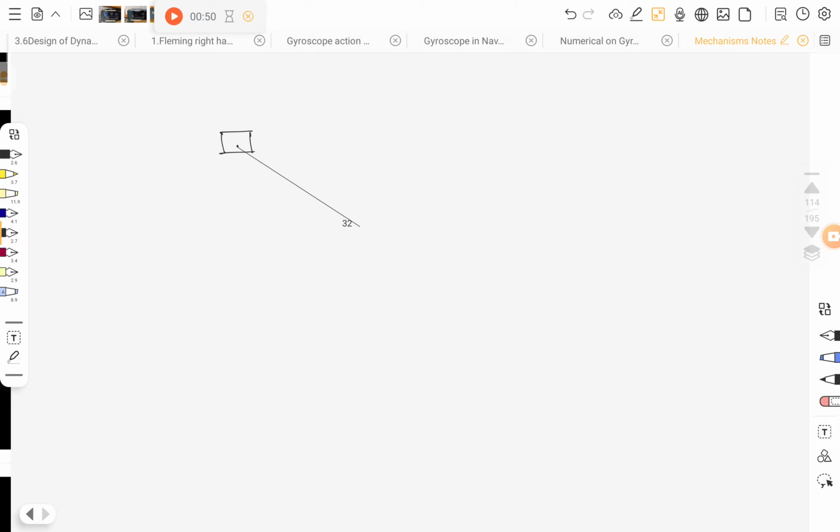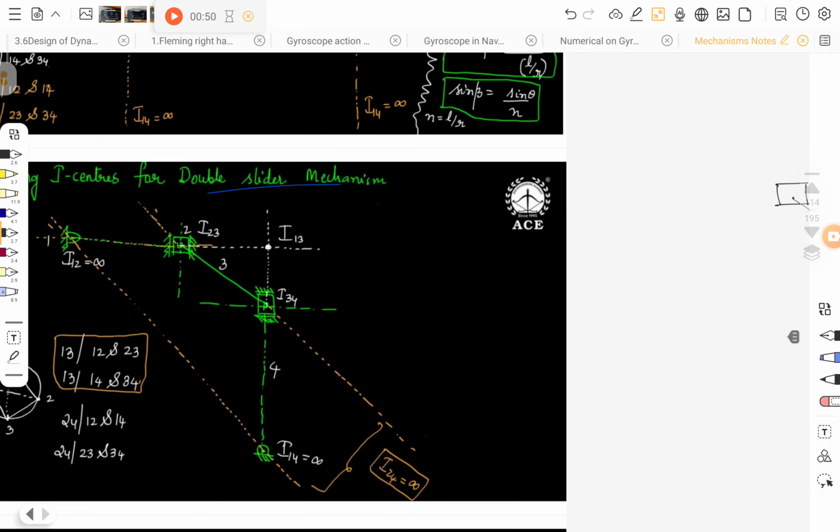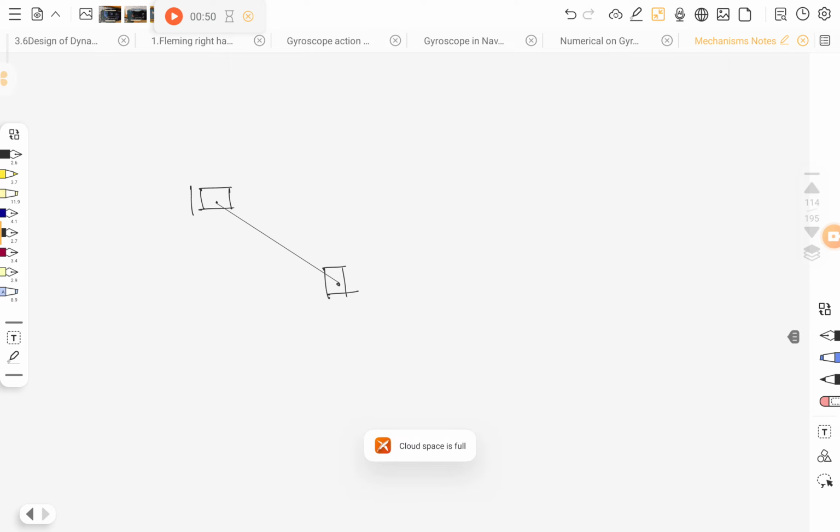Double rocker crank mechanism. Okay, so this type of thing is something like this. This is the fixed link. This is also fixed.